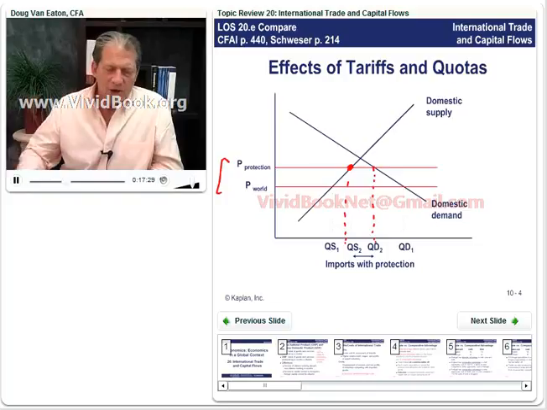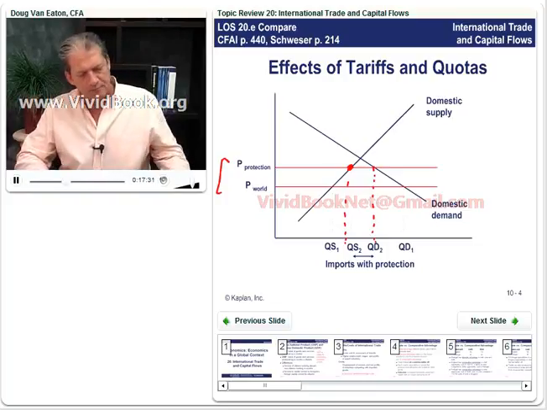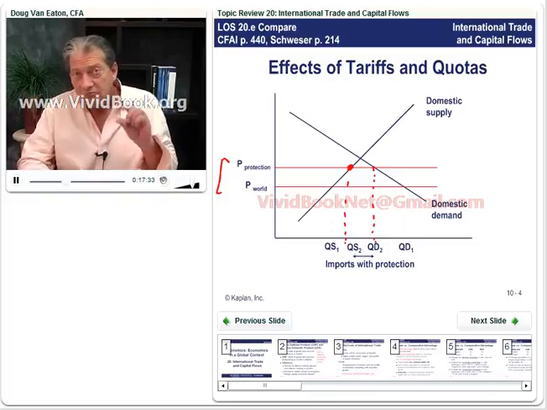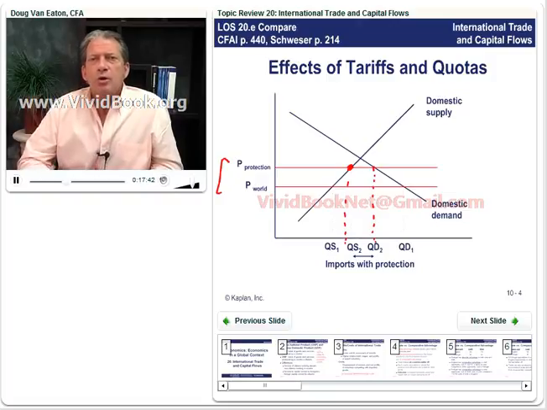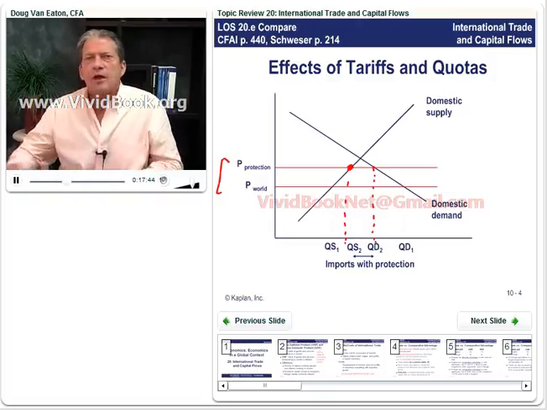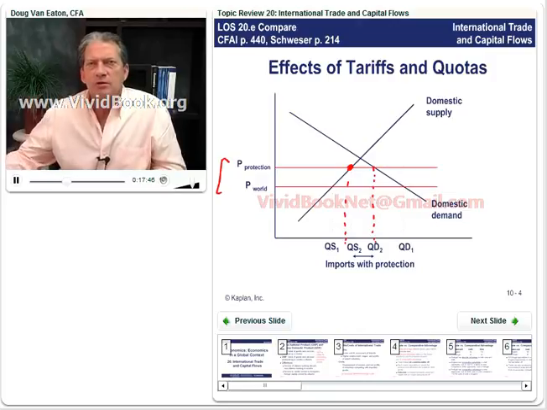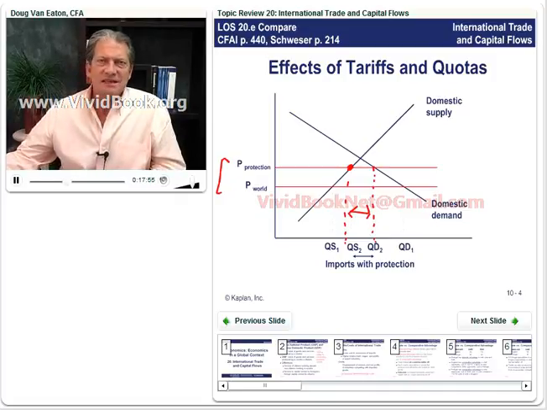Now, I've talked about that as if it were a tariff of that height, that cost imposed, but it could just be a quota. If we put a quota and said the maximum import is this piece right here, we'd end up with that same result. The difference between the quota and the tariff is this area right here.